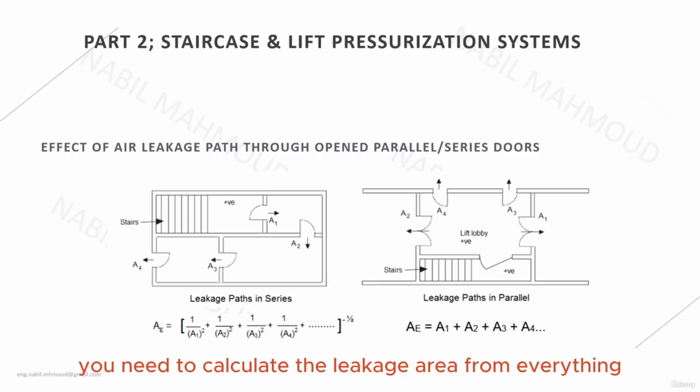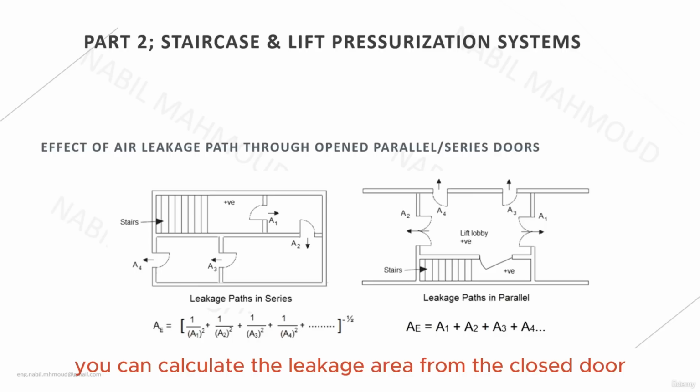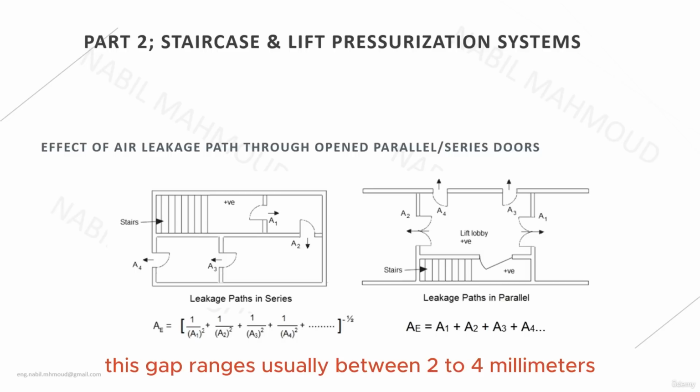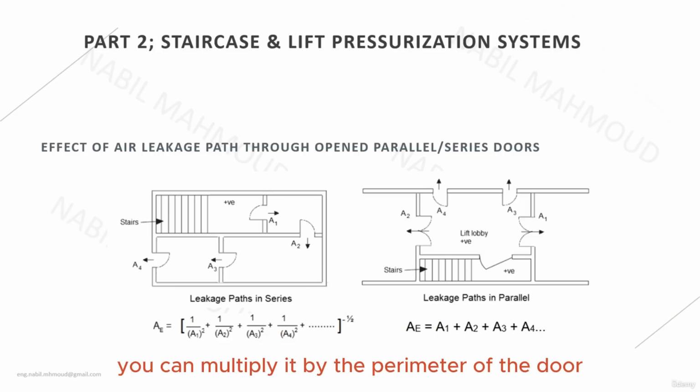Of course, you need to calculate the leakage area from everything inside the staircase enclosure, including the doors when they are open and including the doors when they are closed. But how do I calculate the leakage area from the closed door? You can calculate it by knowing the gap in millimeters between the door frame and the opening or the cut of the door. If you look at any door, you will find a specific gap between the wooden door and the concrete. This gap usually ranges between 2 to 4 millimeters, and by knowing this gap, you can multiply it by the perimeter of the door.